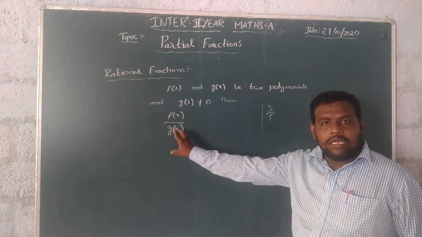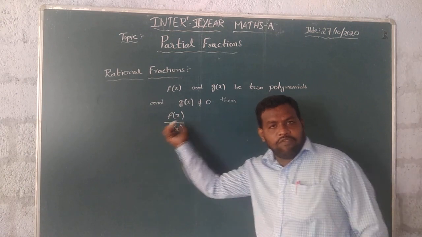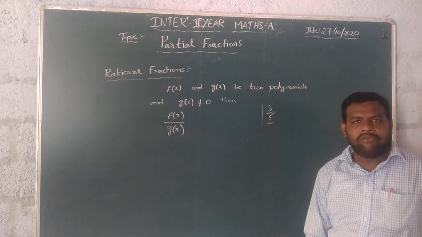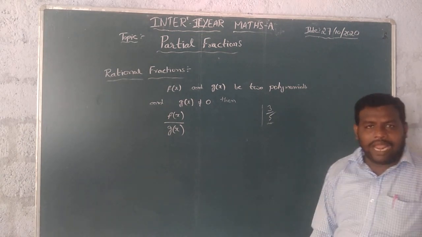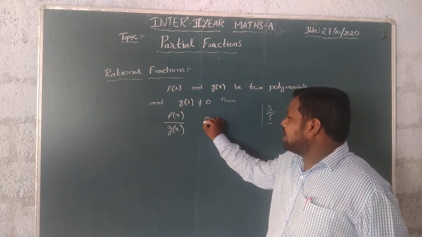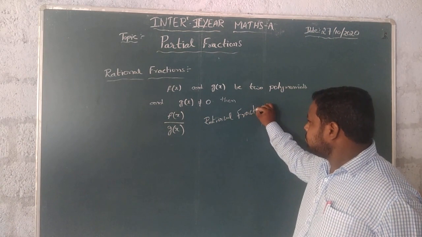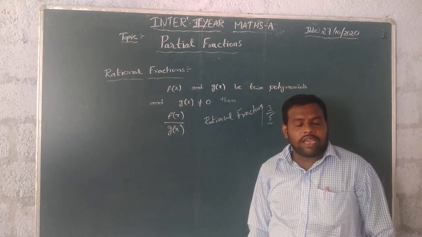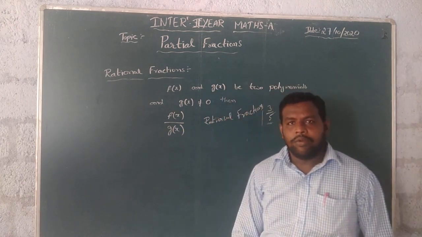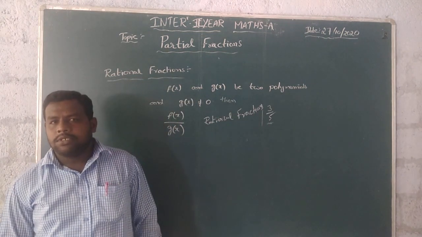Generally it is called rational functions. So these functions are in the form of 3 by 5. This is called a fraction, a numerical fraction. 3 by 5 is a fraction. So this function is also called a rational fraction. Okay, rational fraction. Can anyone give an example for rational fractions? Anybody? So there are plenty of examples. So many examples are there.